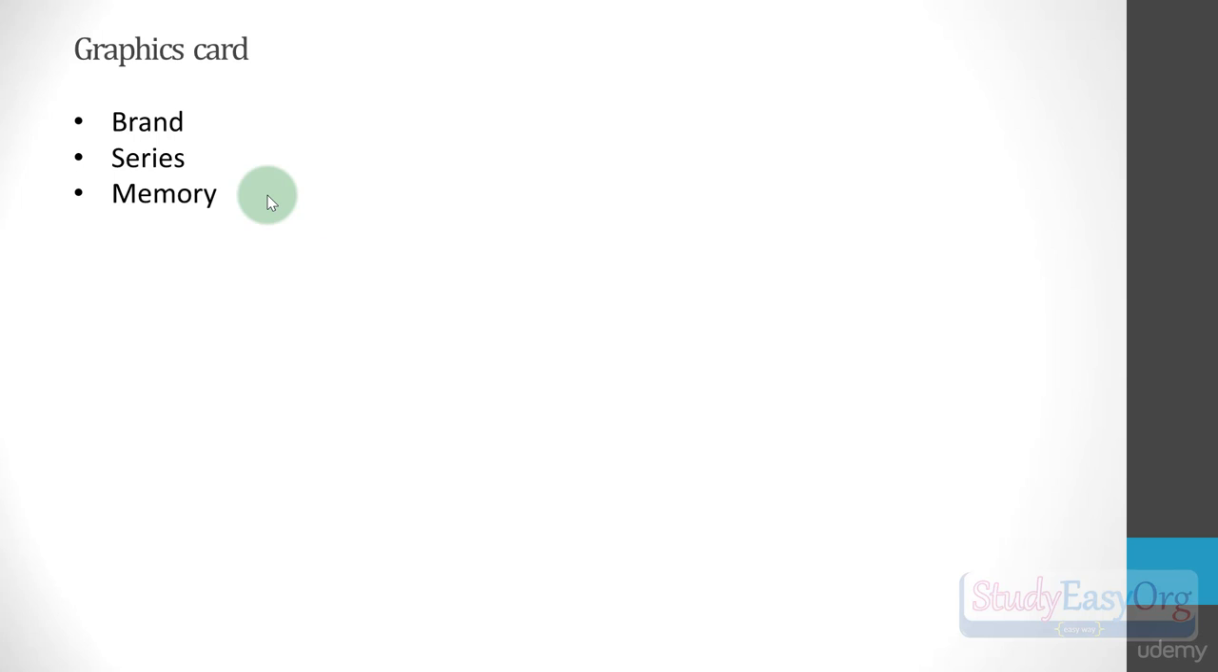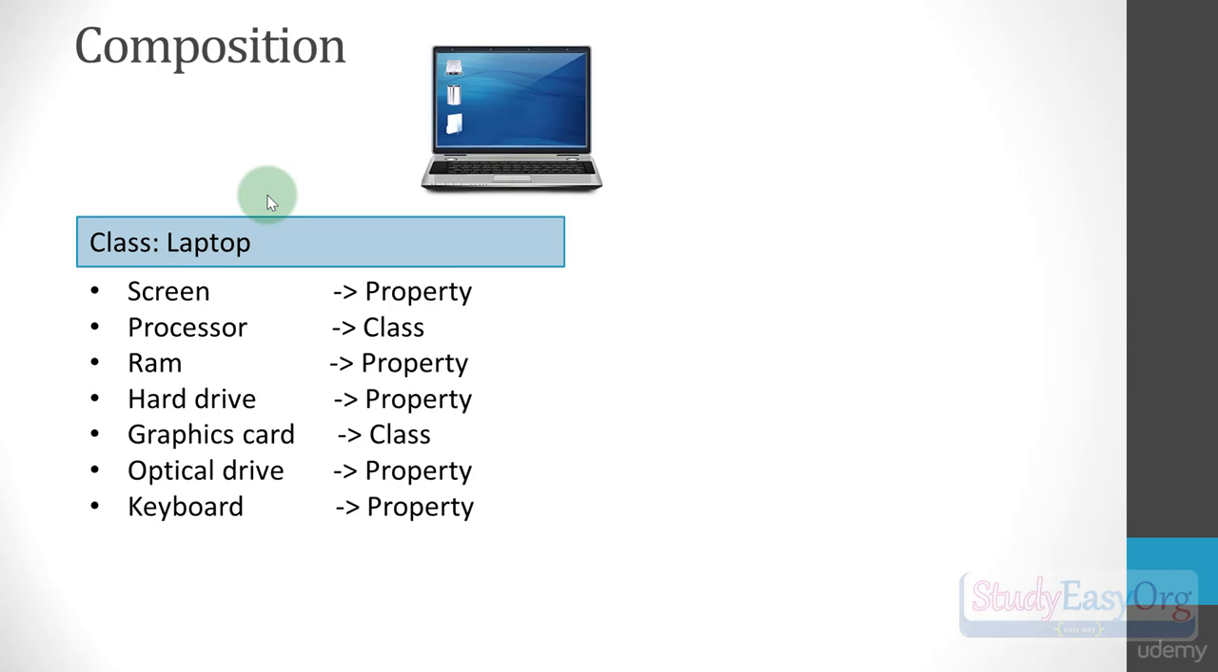Now when it comes to implementing all of these components programmatically, we must do some things. We would create a class by the name of Laptop, and inside this class we will have a few properties. A screen would be a simple property using a primitive data type. Likewise, processor would be a class, so we would be making use of a custom data type, which is nothing but the class. Likewise, in place of RAM, hard drive, optical drive and keyboard, we would be making use of simple variables, but in place of graphic card, again we would be making use of a class.